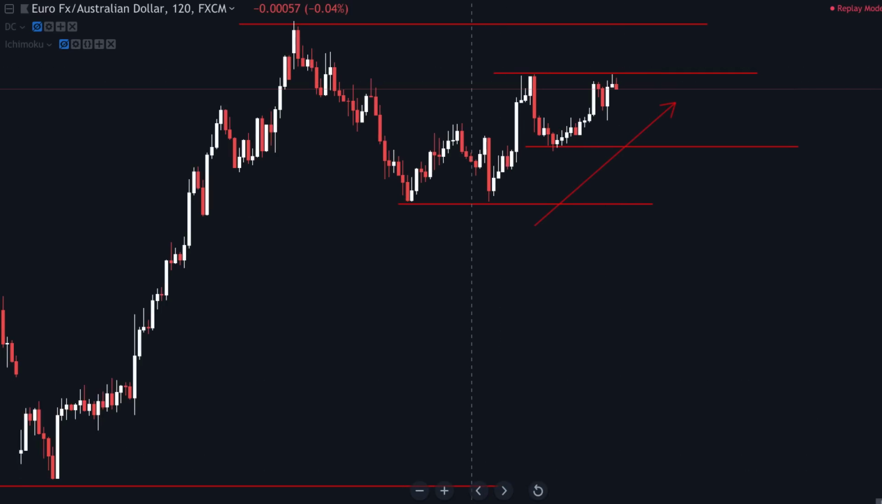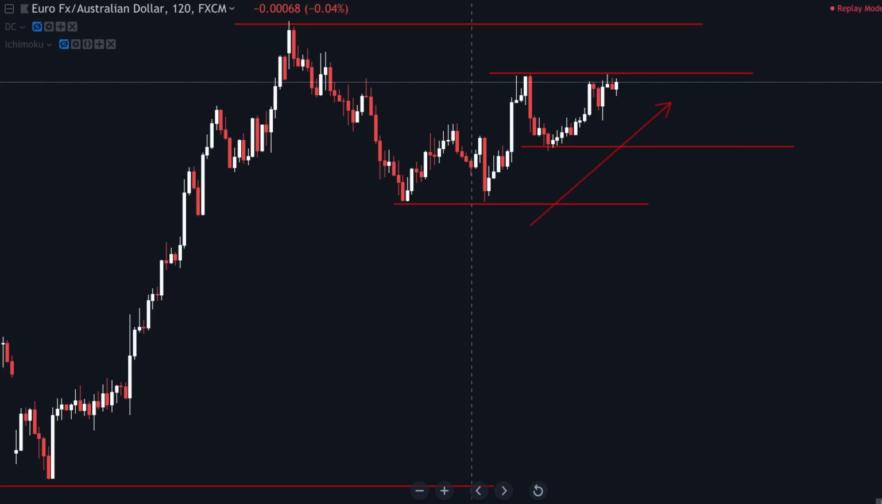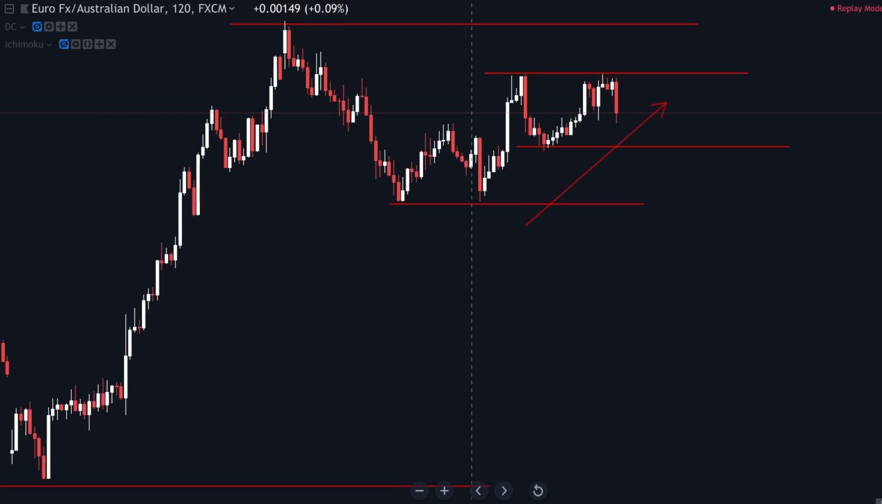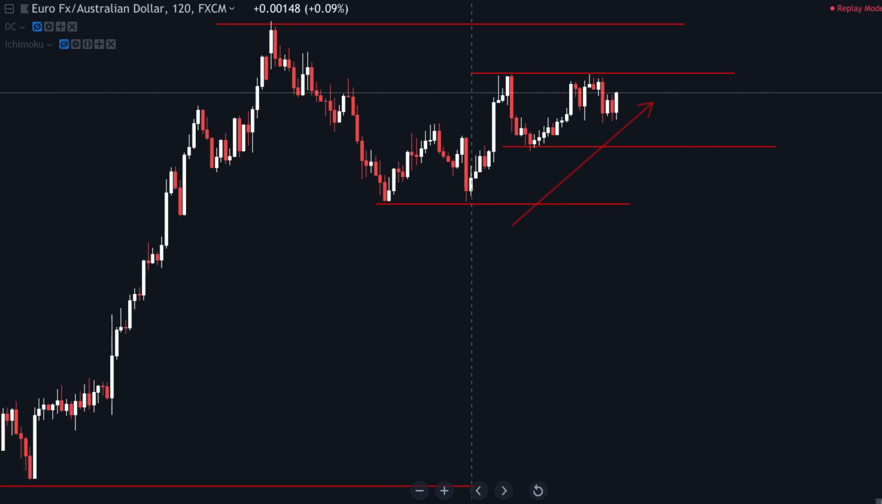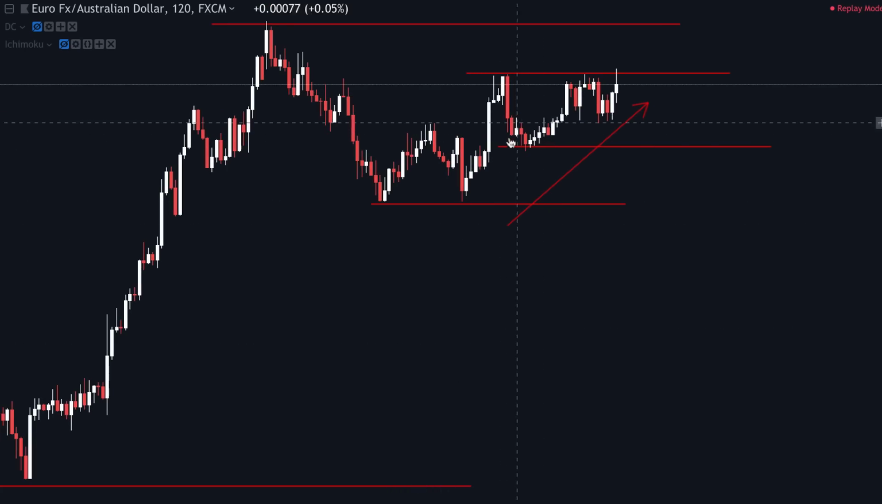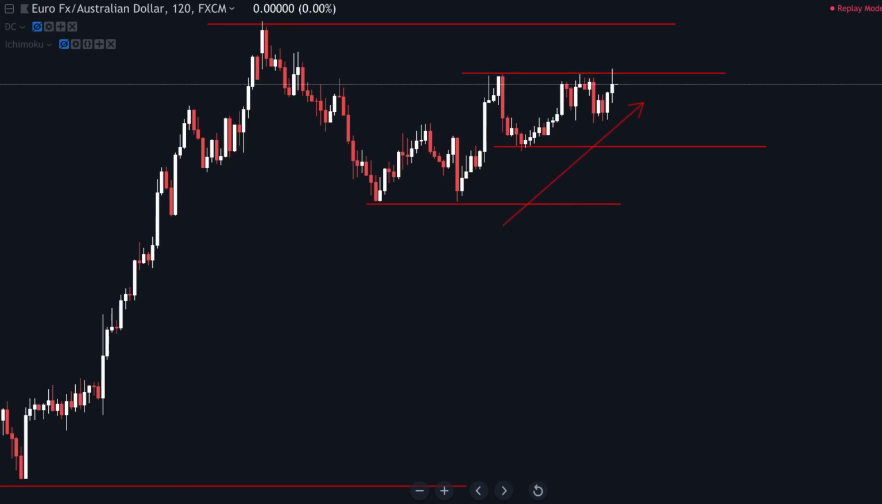We see some reactions around the level, which is normal. It's a very important resistance, and you don't always see an immediate breakout. You can see we have some back and forth, which is the natural rhythm of price. But as long as this low holds, we are leaning more towards a bullish sentiment than a bearish sentiment.